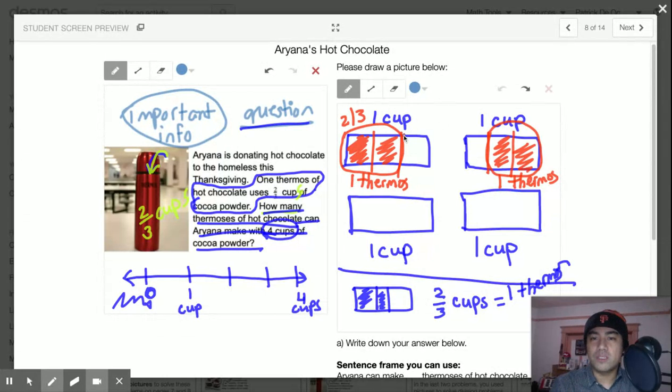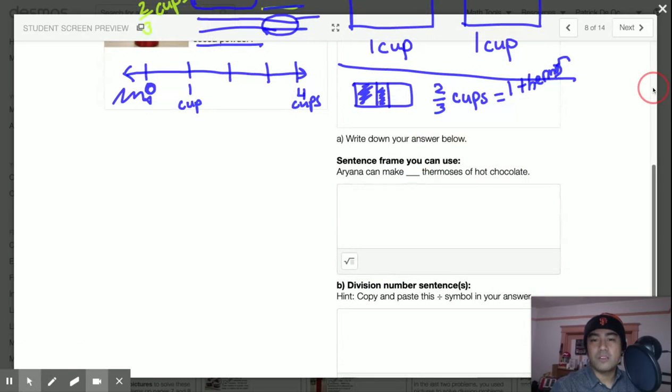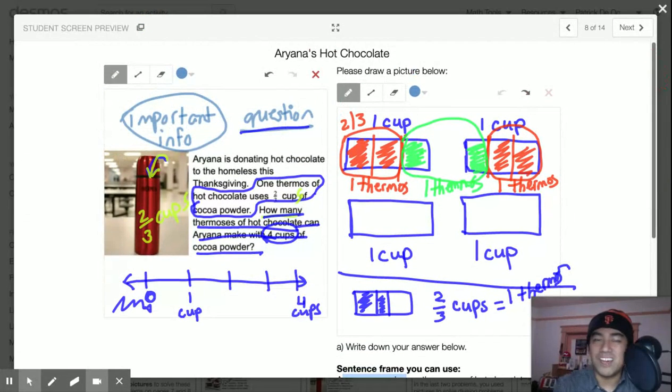Now, what about this? This is another thermos. Why is this another thermos? Because this can also represent 2/3. If you put this together, it's also 2/3. So this is another thermos. Okay. Keep going with this problem, and hopefully, if you keep on going with this problem, it'll help you figure this part out. Because your job is, Ariana can make how many thermoses? So see if you can figure that out.